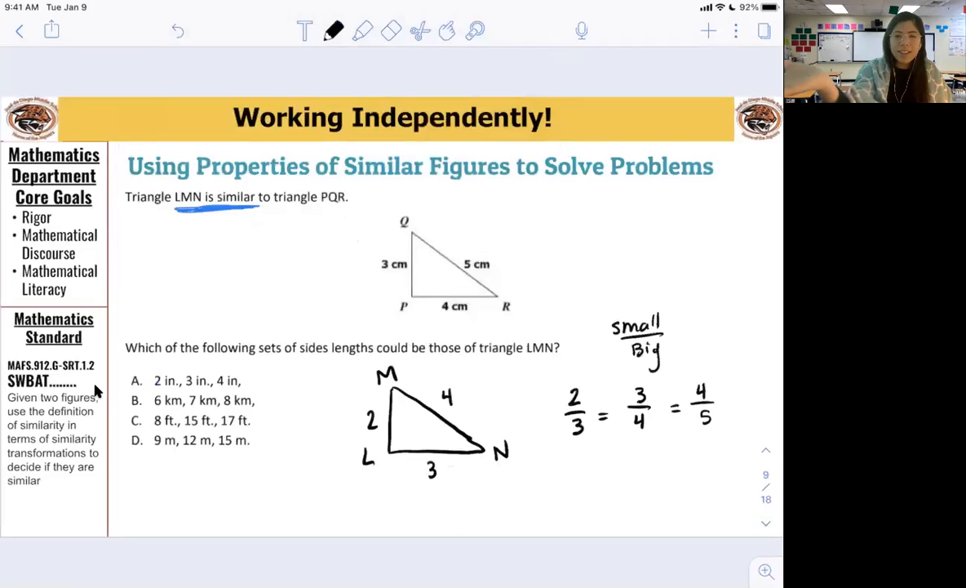So guys, let me know, are these fractions equal to each other? No, right? 2/3 is not equal to 3/4. 3/4 is not equal to 4/5. So these are not similar. That would mean that answer choice A makes no sense. That is out. Now let's look at answer choice B.